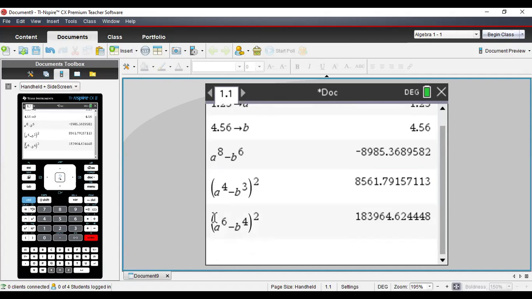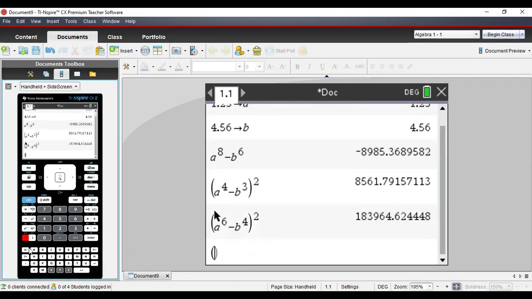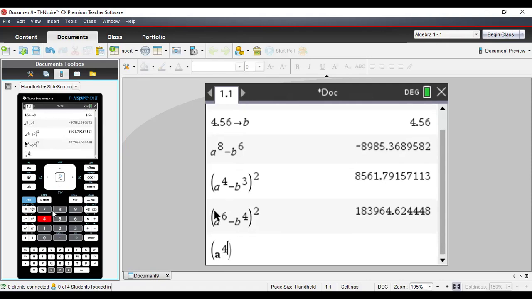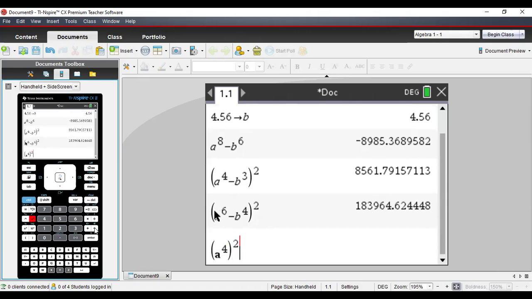This one is a little messy, but make your calculator look just like the actual question. So a to the fourth power, bam. Then we got parentheses, and then we square that. And then we got minus, and then parentheses b to the third power. Oops, messed that one up. To the third power, and then we square that. And then we press enter.